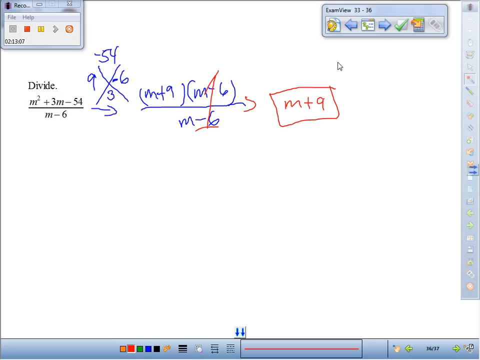Number 34. Any questions with this? Should we do another one?